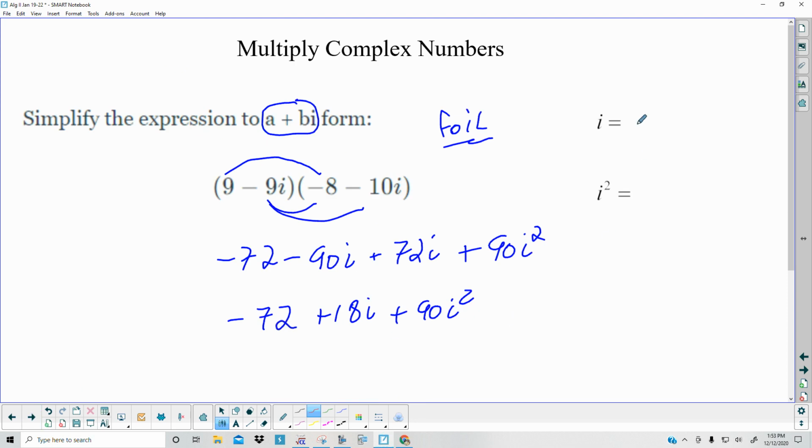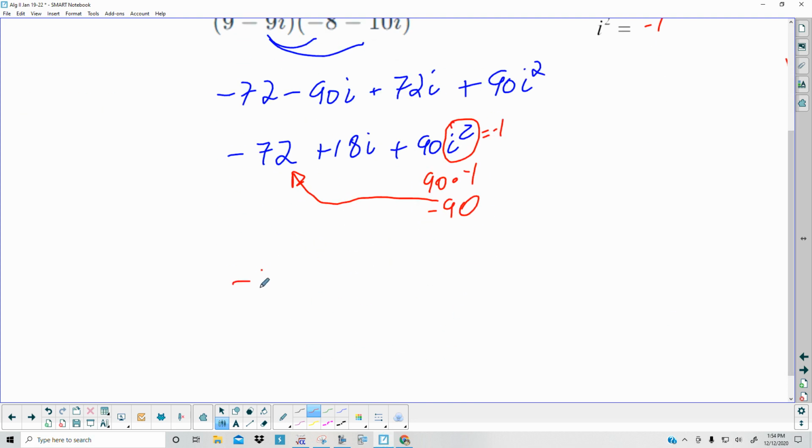Here, i is the square root of negative 1, so i squared is negative 1. You're just squaring both of these. So this is worth negative 1. So you have 90 times negative 1, which is negative 90, which you can combine with this number that's in front, because it doesn't have the i. And what would it be? Negative 162 plus 18i, and that is in the a plus bi format. And you're done. So you FOIL it and then cash in the i squareds.